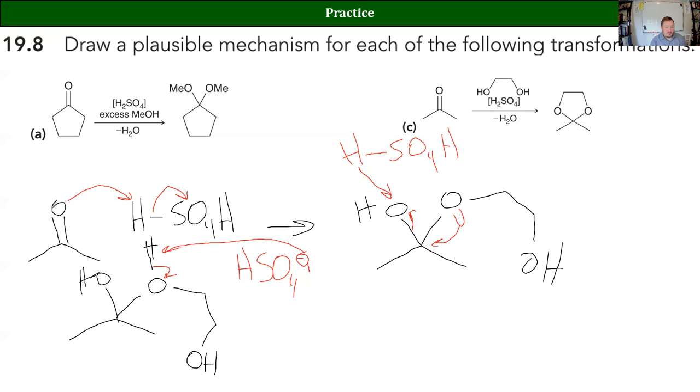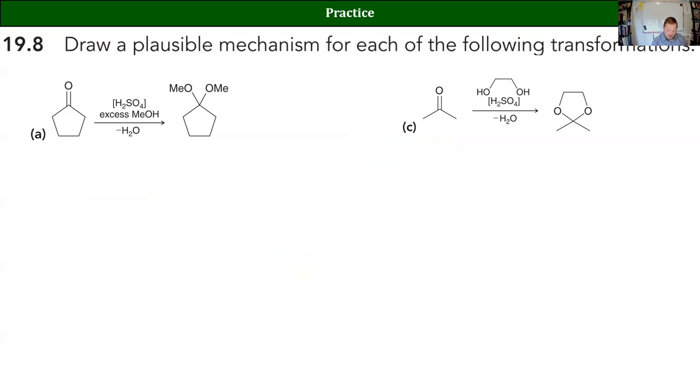All right, and so this looks like a mess right now. So I'm going to redraw our new intermediate after the OH leaves. We still have all three carbons from the acetone. They're just now attached in a carbonyl that has three bonds, and then you had the rest of the ethylene glycol still attached as well.